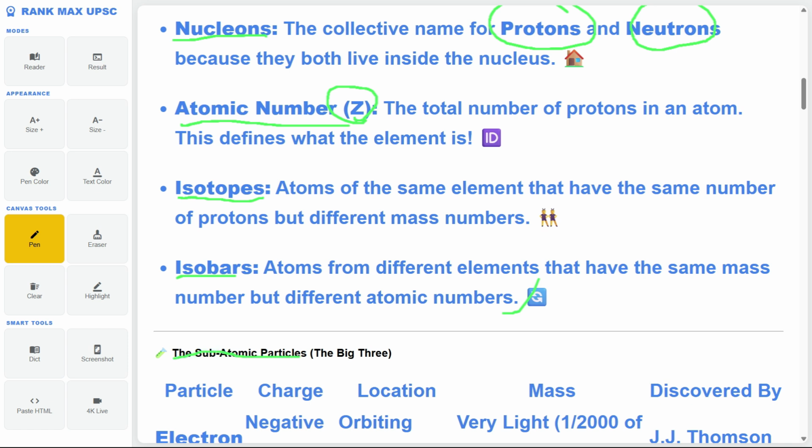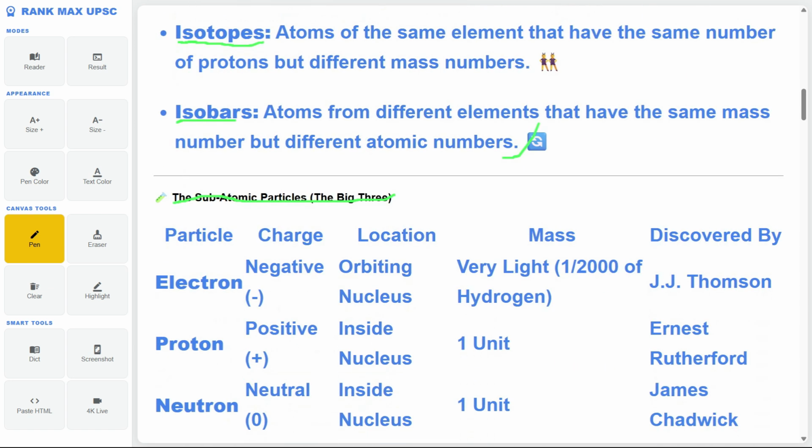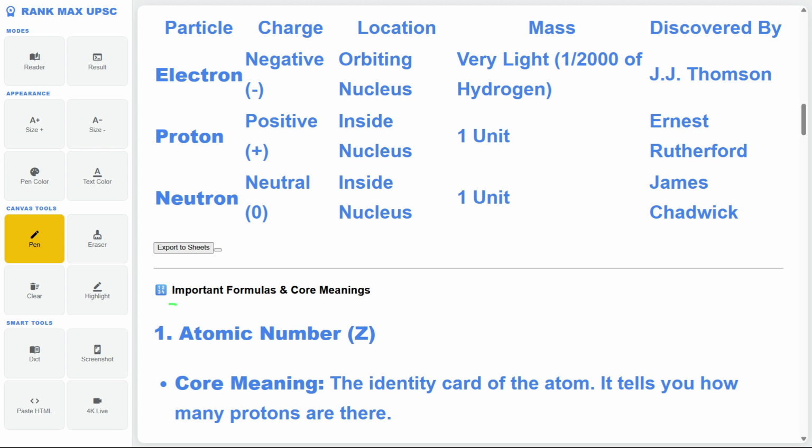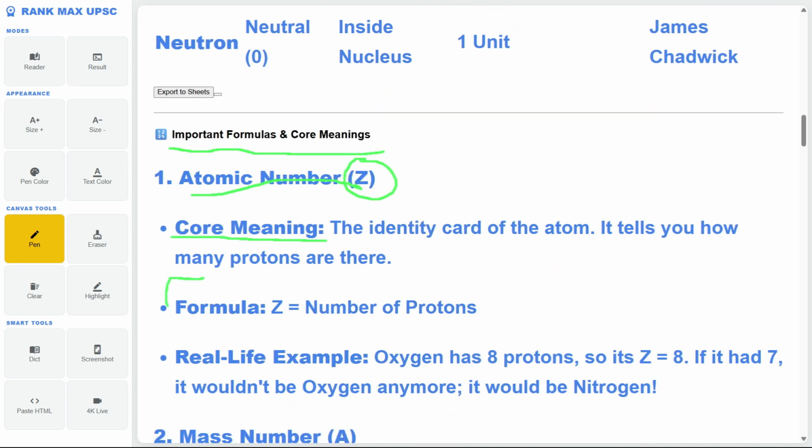The subatomic particles, the big three. Important formulas and core meanings. Atomic number Z. Core meaning: the identity card of the atom. It tells you how many protons there are. Formula: Z is equal to the number of protons.